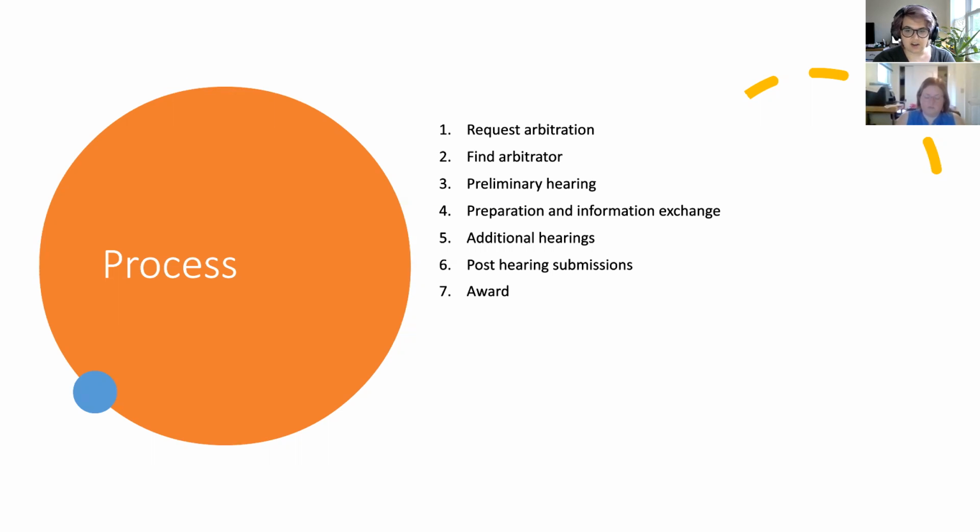Next, if necessary, but it doesn't always happen, would be post-hearing submissions. So if there is any additional information that needs to be presented, or if there's anything that needs to be clarified, that would happen during post-hearing submissions. Lastly, the arbitrator makes their decision and sets the award.